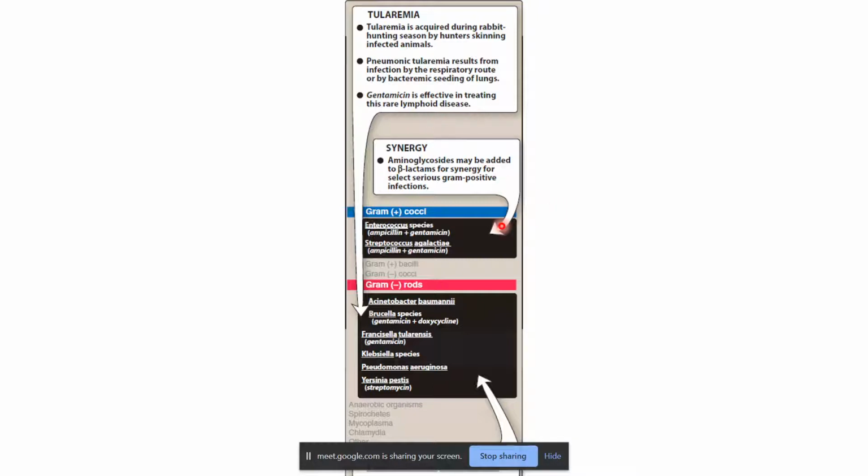Then the aminoglycosides can be combined with ampicillin before the surgery to prevent gram-positive cocci infections. Also the most common prescription is to treat Pseudomonas aeruginosa, because Pseudomonas aeruginosa is resistant to most of the penicillins, but aminoglycosides are effective against Pseudomonas diseases.